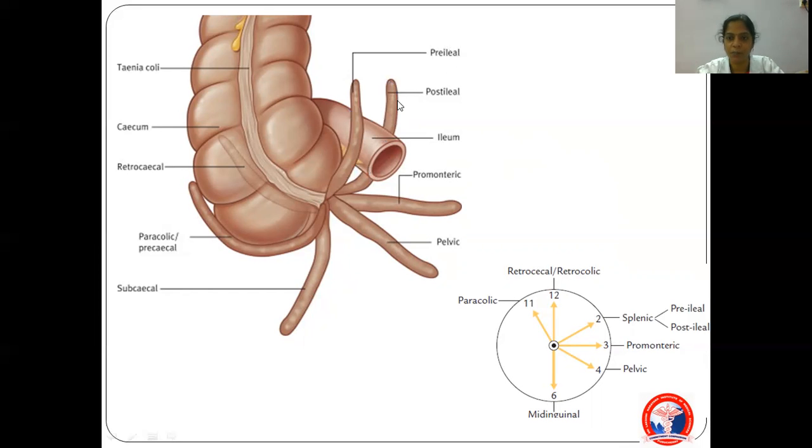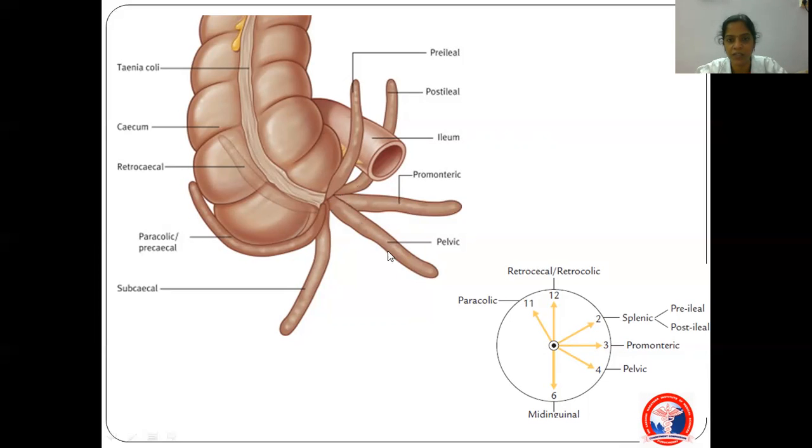That is the splenic type. The next one, promontoric type. Why did we name it promontoric? It is going towards the promontory of the sacrum. So that is named the promontoric type. This is the promontoric type. The next type is the pelvic type. This one is going towards the pelvis.